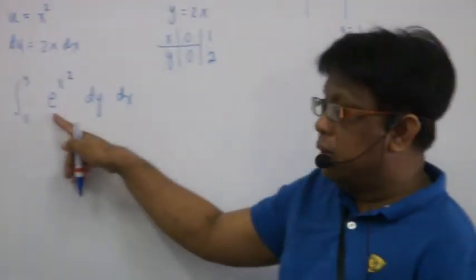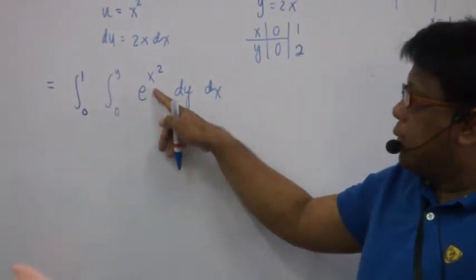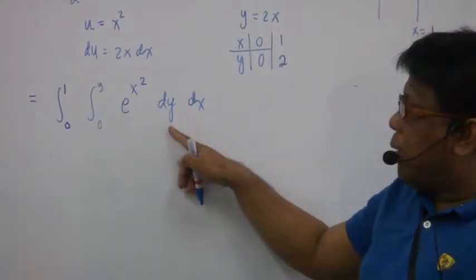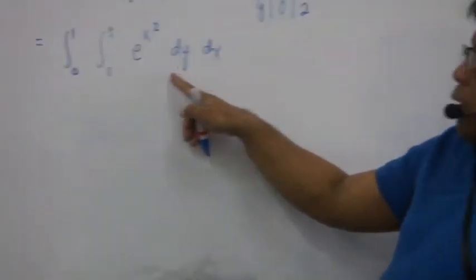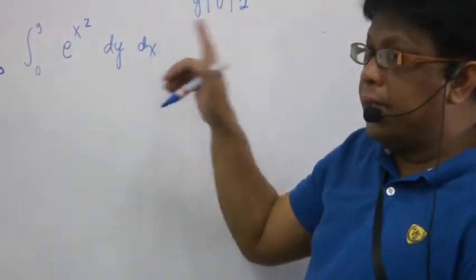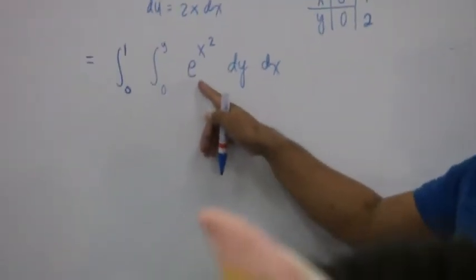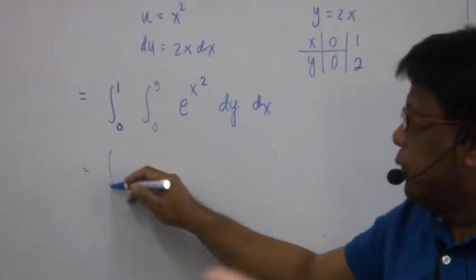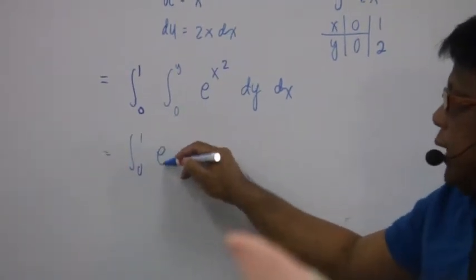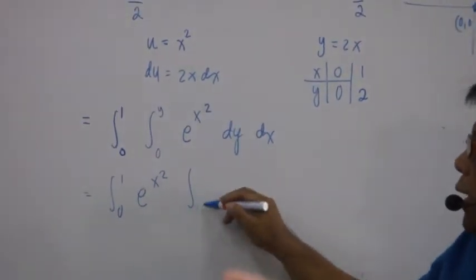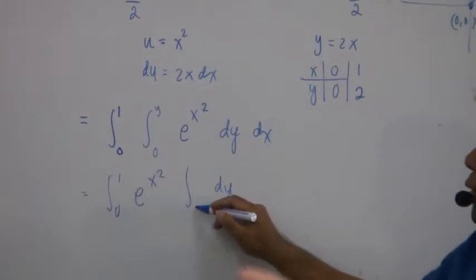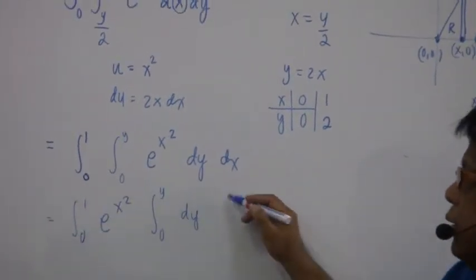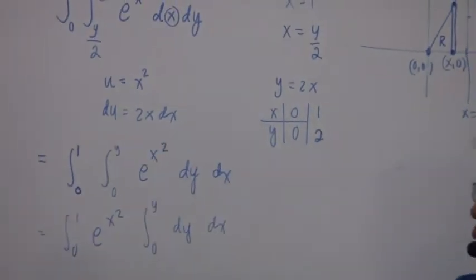So as you can see, we have here e raised to x squared as our integrand, and the variable of integration is y. And with that, we consider that x is the constant, right? So in other words, e raised to x squared is constant, right? So with that, we can isolate e raised to x squared and then integrate now dy from 0 to y, then we have dx. Okay?